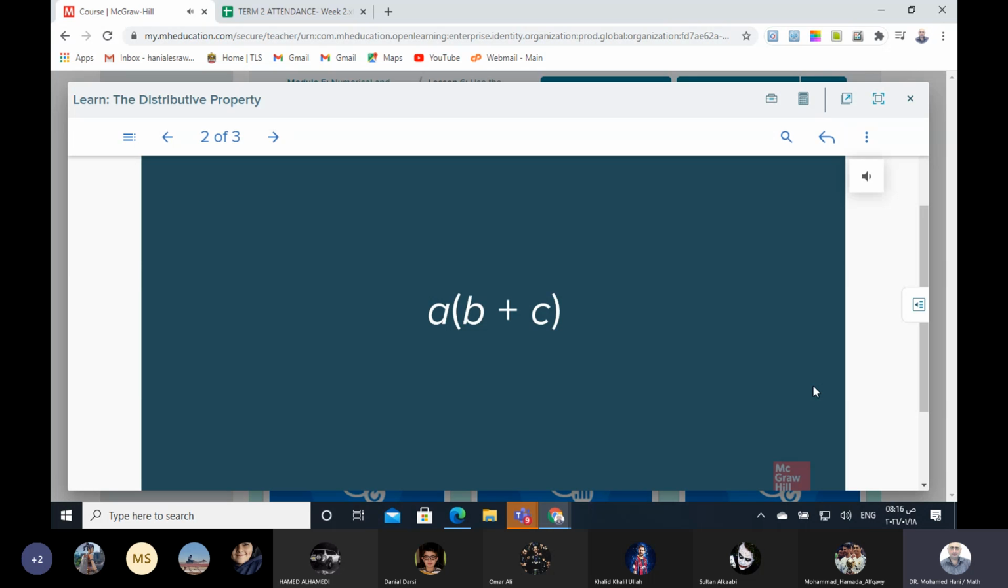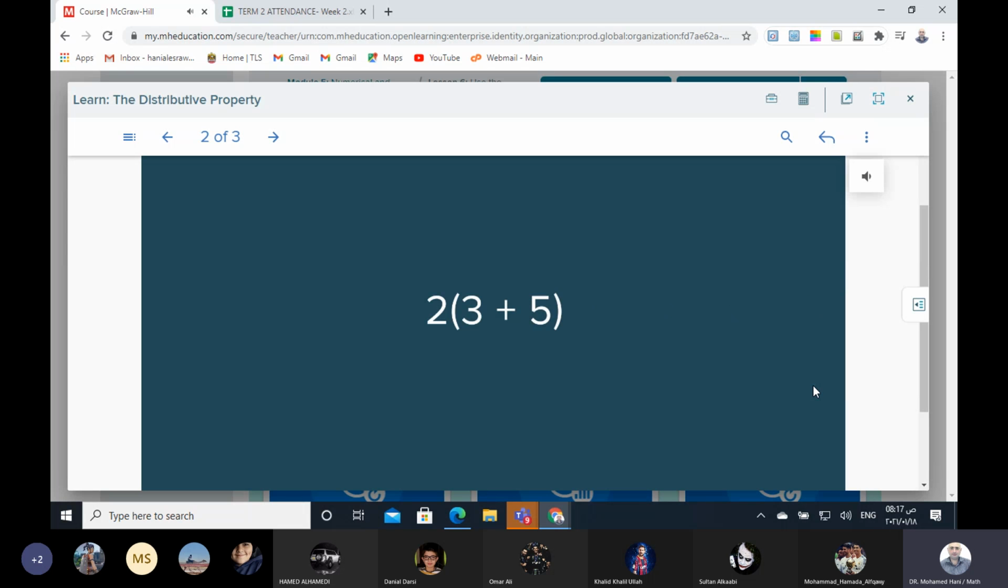The distributive property lets you multiply each addend of a quantity written as a sum by the number outside the parentheses. To apply the distributive property to the expression A times the quantity B plus C, multiply each term inside the parentheses by A: A times B plus A times C. The expression can be written as AB plus AC.